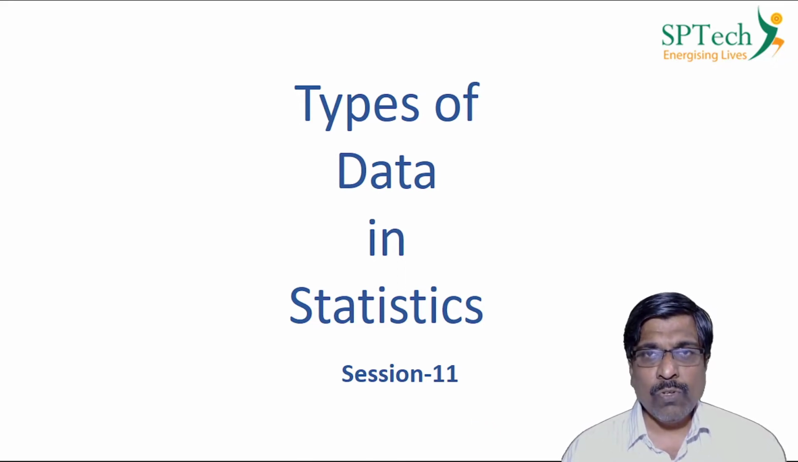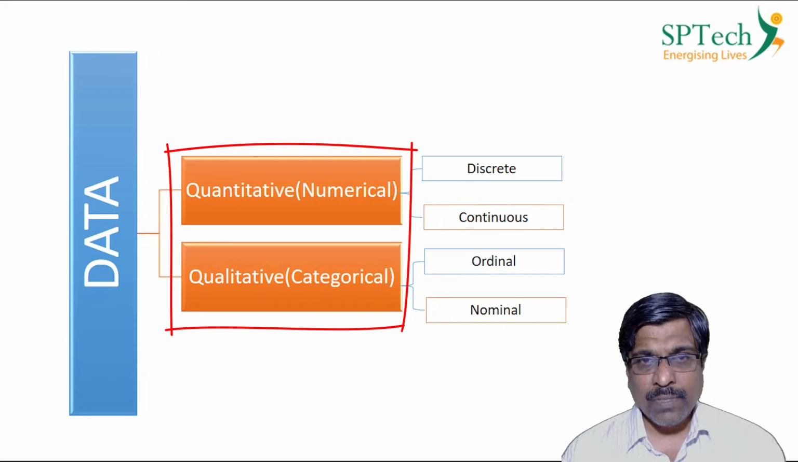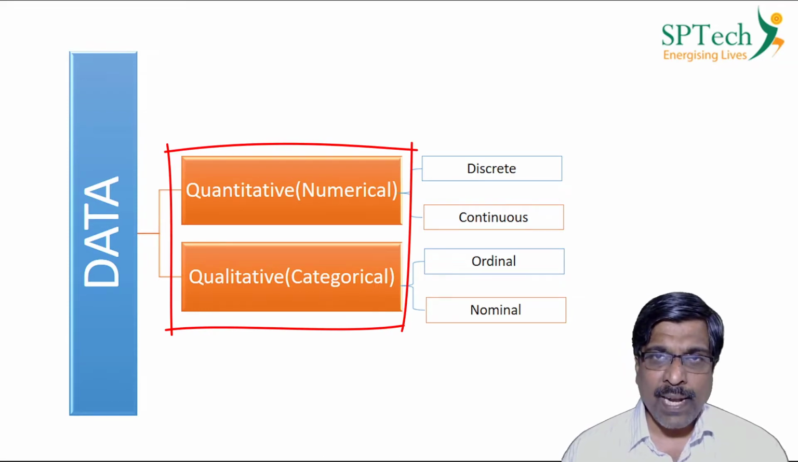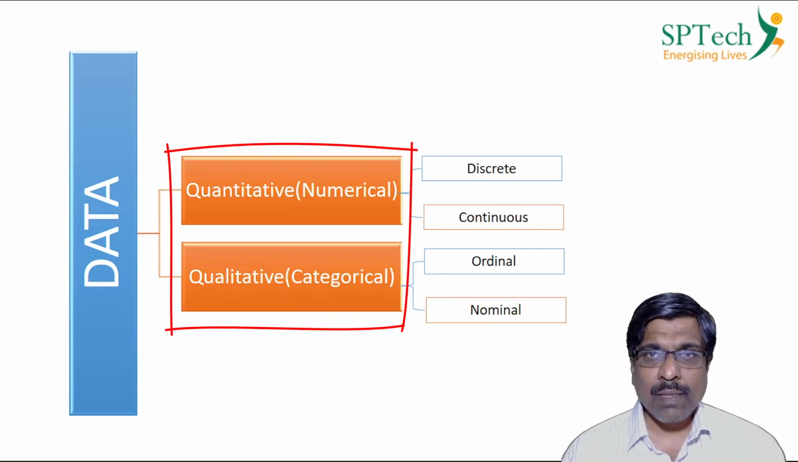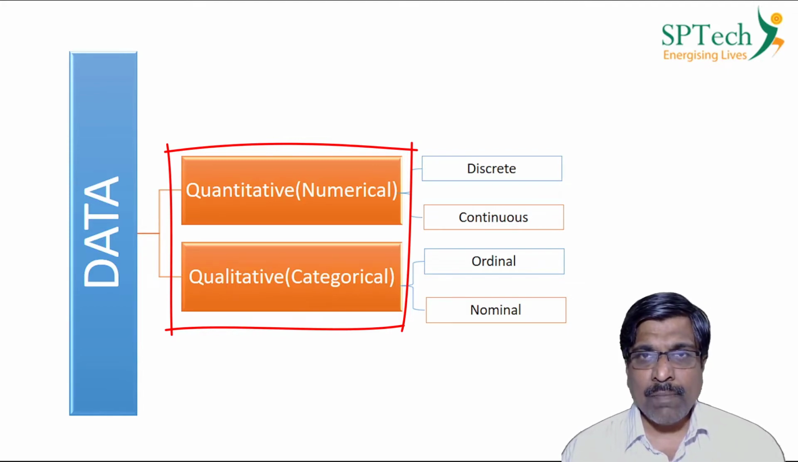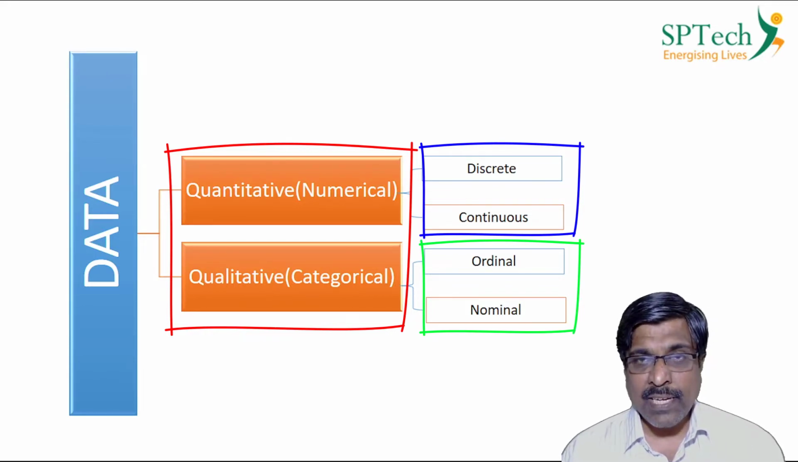So let's look into what are the different types of data, or how do you classify data and statistics. Now, when you talk of data, there are two major classifications of data. One we call quantitative data and the other we call qualitative data. Now this quantitative data can be further classified as discrete data or continuous data, and the qualitative data can be classified as ordinal data and nominal data.